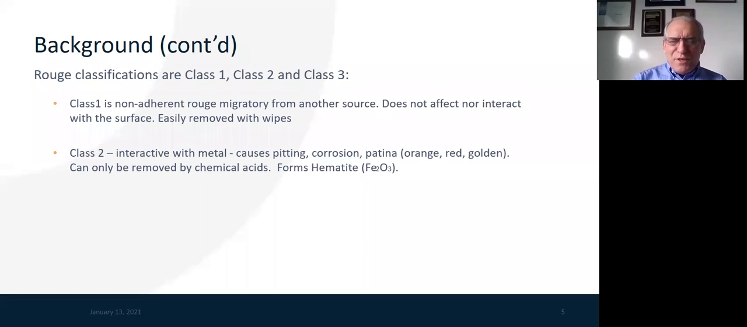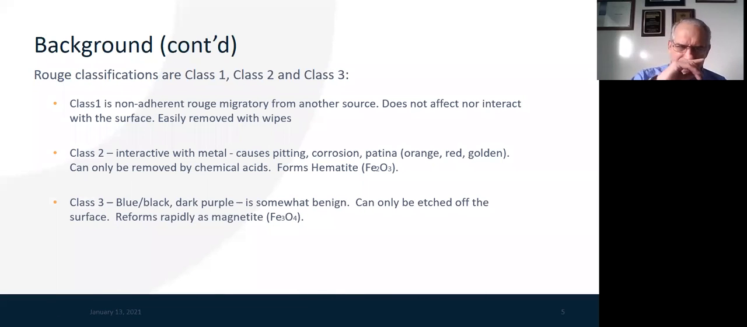Class 2 rouge is a little bit different in that it causes pitting and corrosion and that beautiful patina that you normally see on the interior of different pieces of piping, vessels, and equipment. It can only be removed by chemical etching. You cannot remove it with a wipe, and it normally forms what we call hematite, which is a more complex ferric oxide.